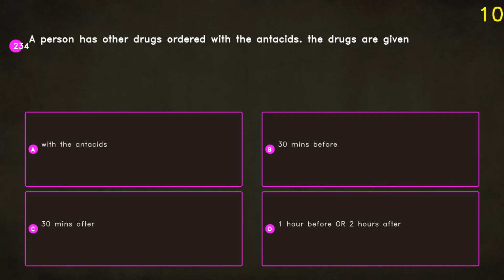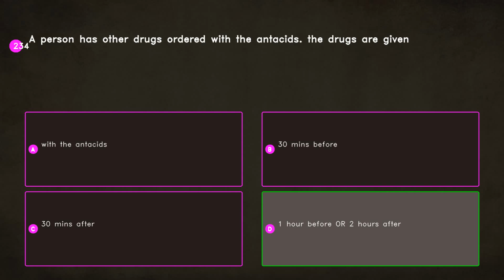Question 234. A person has other drugs ordered with the antacids. The drugs are given A. with the antacids. B. 30 minutes before. C. 30 minutes after. D. 1 hour before or 2 hours after. The correct answer is 1 hour before or 2 hours after.